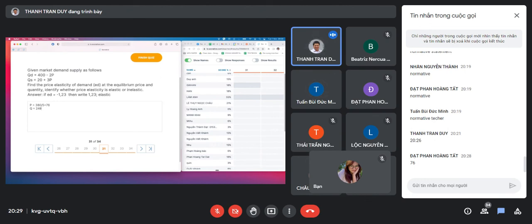Okay. Next, if you want to find ED and ES, right? ED is equal to how much? Is it the slope times 76 divided by 248? Is it right? How much is it?